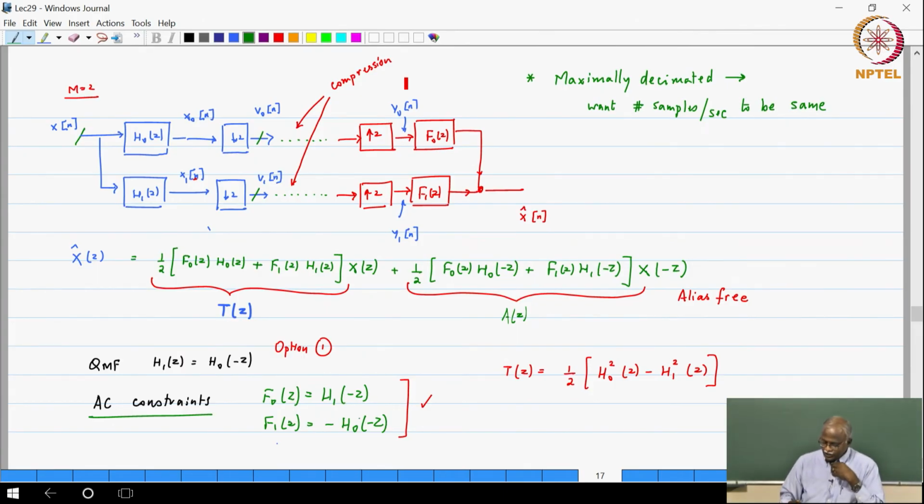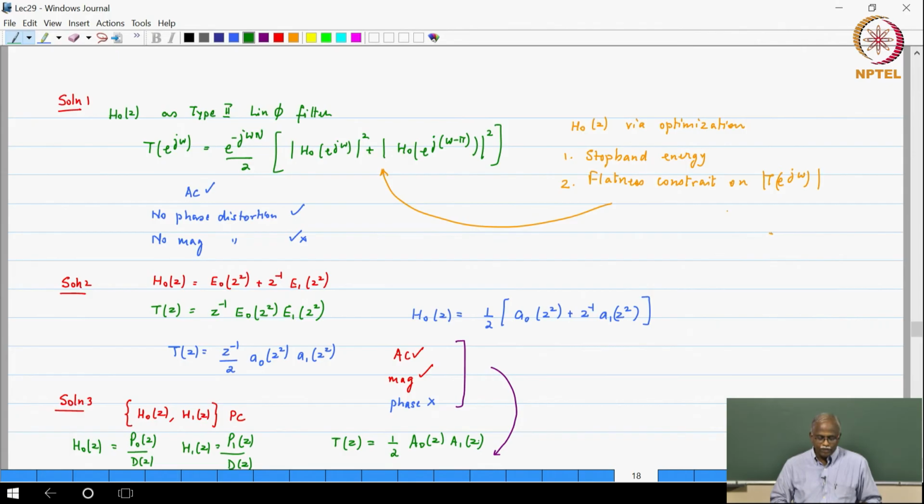Okay. So, given this, we are guaranteed that the T of z can be written as, and along with the QMF constraint can be written as a H naught squared of z minus H1 squared of z. Okay, now the rest of the exercise was to see how to get rid of the magnitude and phase distortions in T of z. So, the first step was to look at a type 2 linear phase filter.